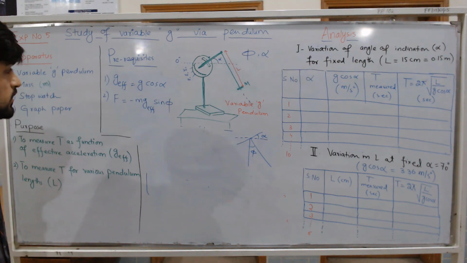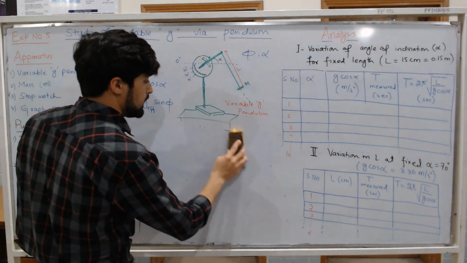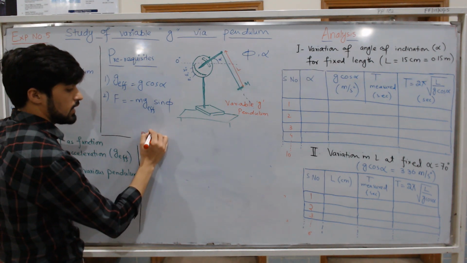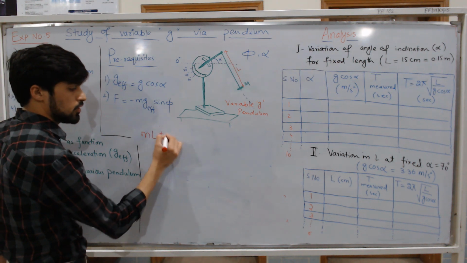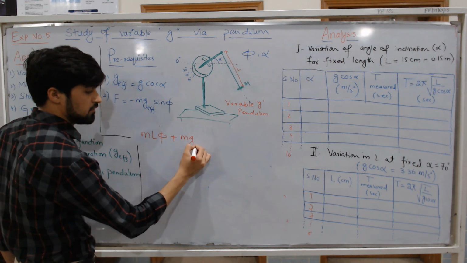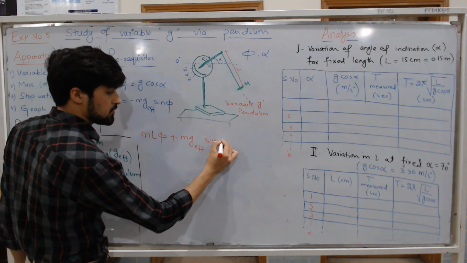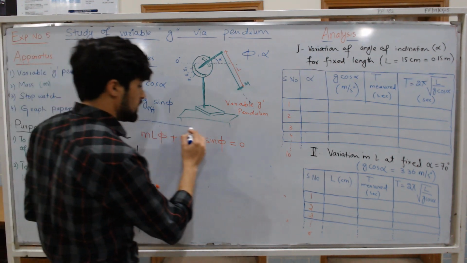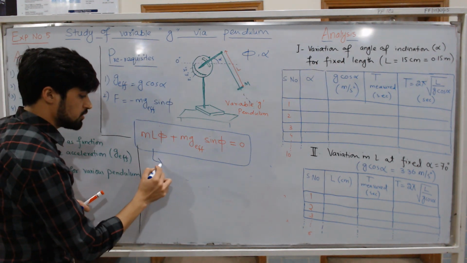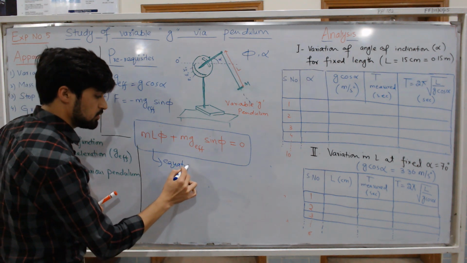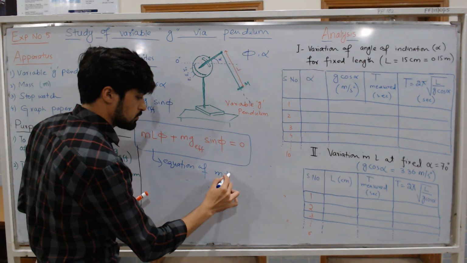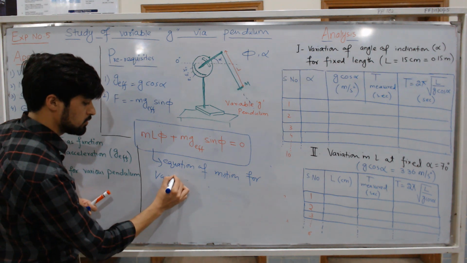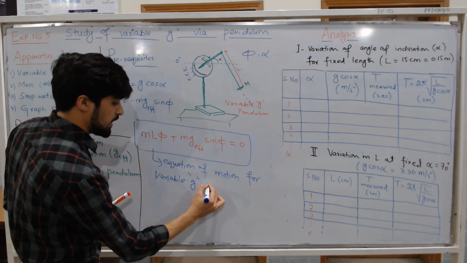Now if you see your manual, there will be a relation. So the correct relation is m l phi double dot plus mg effective sine phi is equal to 0. This relation is written in your manual, and it actually represents the equation of motion for the variable g pendulum.